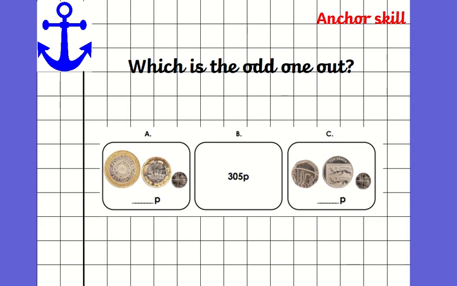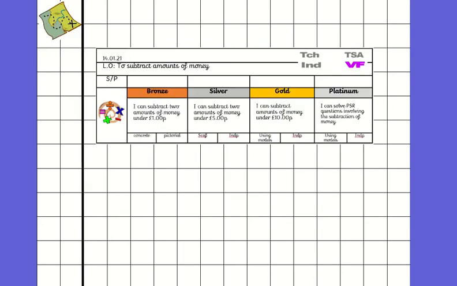So now you've done that, you've just had to work out which one of these amounts is the odd one out, A, B, or C. If you haven't, I'd like to see some working out as well to show me how you got to that answer so I know it's not just a guess.